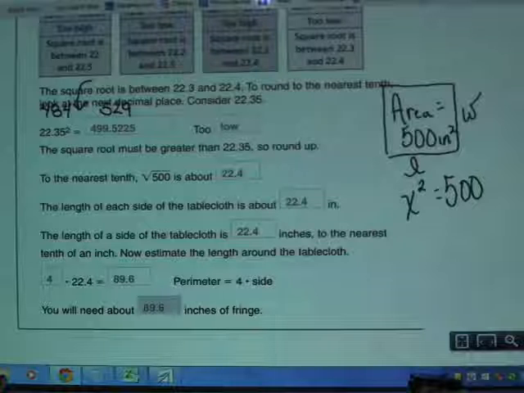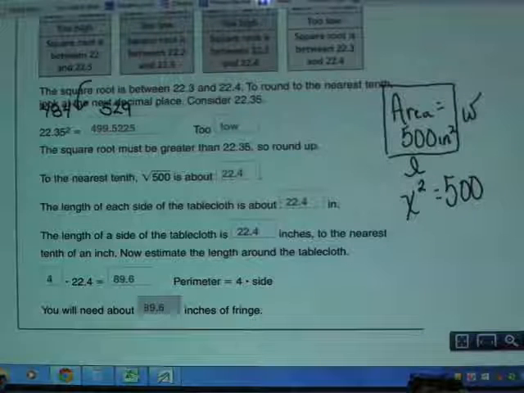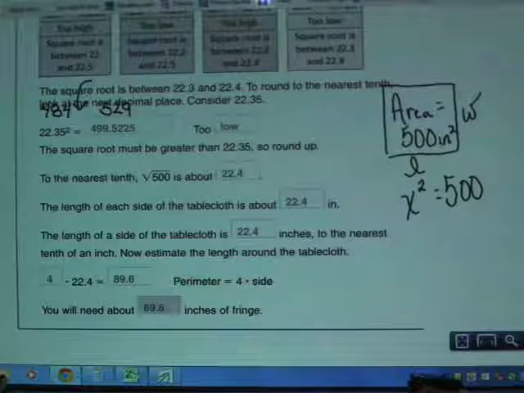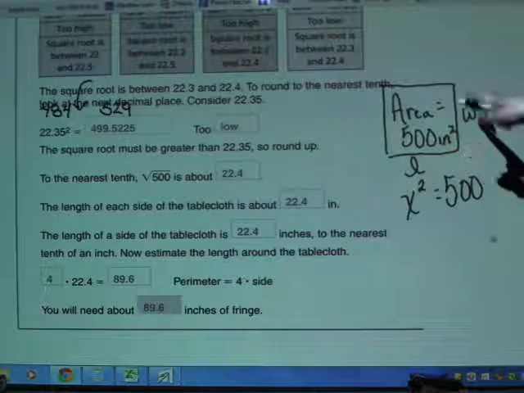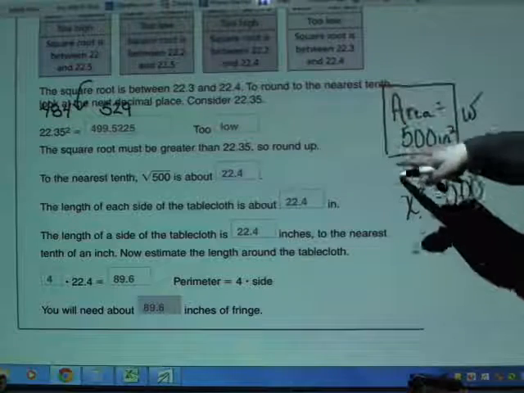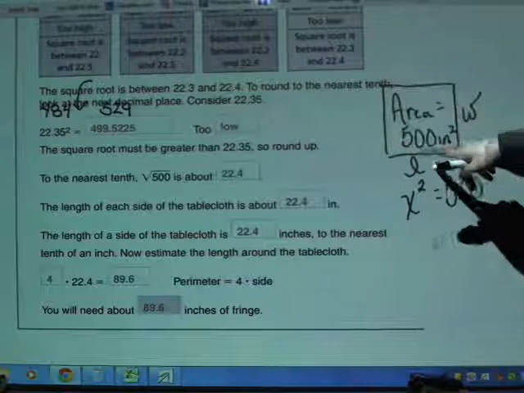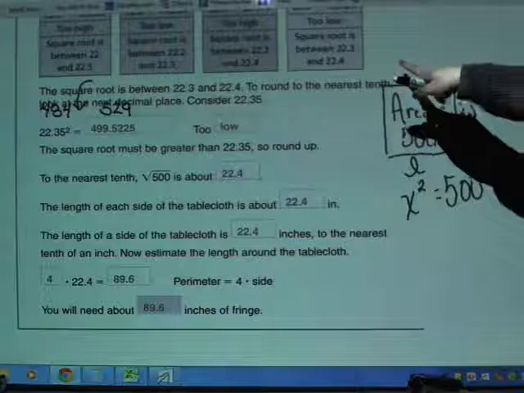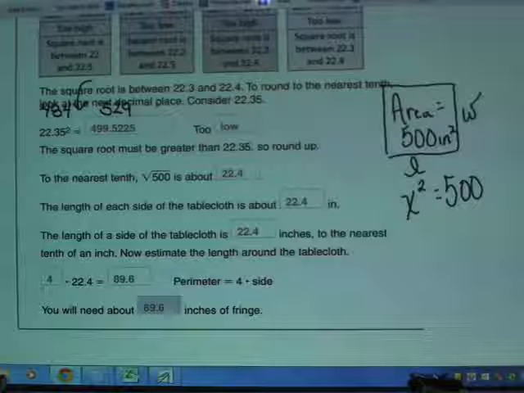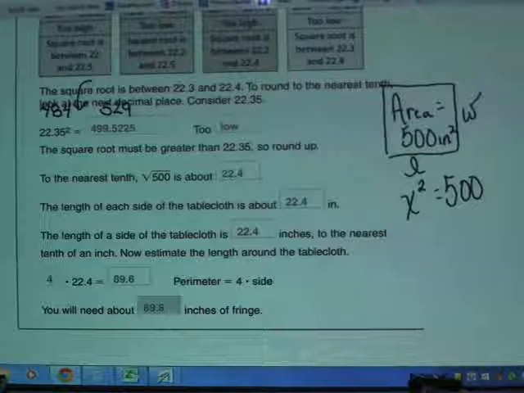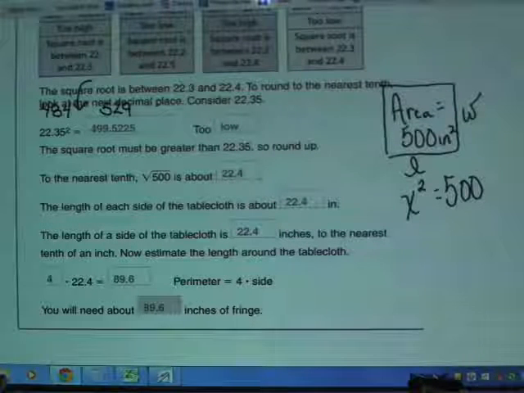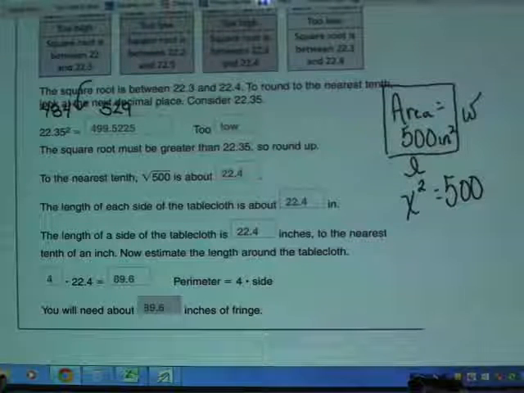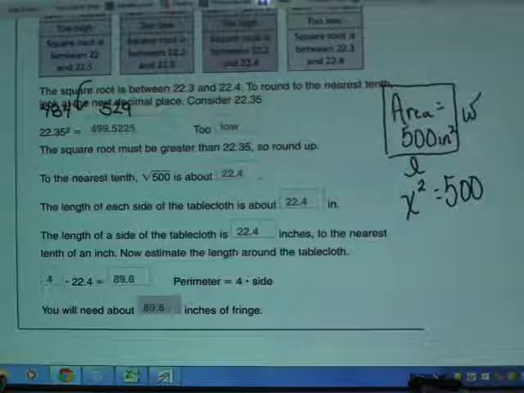So, as we finish this question out now, they're asking about the perimeter, because remember, what the question here is about is how much fringe we will need to go around the tablecloth. Well, if we know each side is approximately 22.4, and obviously there are 4 sides here, we're going to take that 22.4 number we figured and then multiply by 4, and that result is 89.6. So we're going to need about 89.6 inches of fringe. 90 would not be a bad approximation there, because remember, that 22.4 figure in itself is also an approximation.